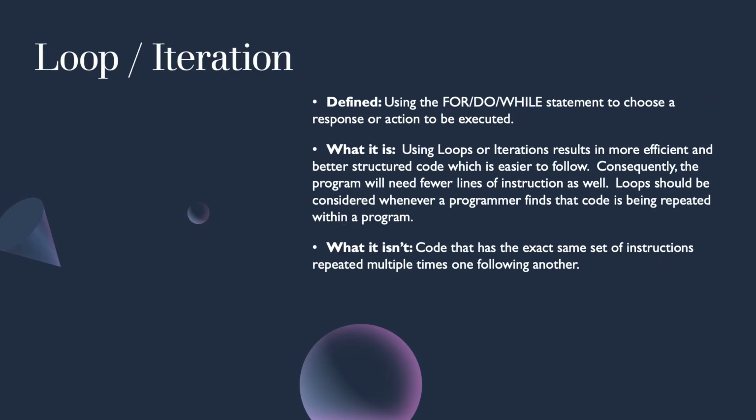Loop iteration. It's defined as using for loops, do loops, while loops, statements to choose a response or action to be executed. What it is: you use a loop or iteration and it results in more efficient, better structured code. Consequently, the program will need fewer lines of instruction, i.e. easier to write. What it ain't: code that has the exact same set of instructions over and over and over again.